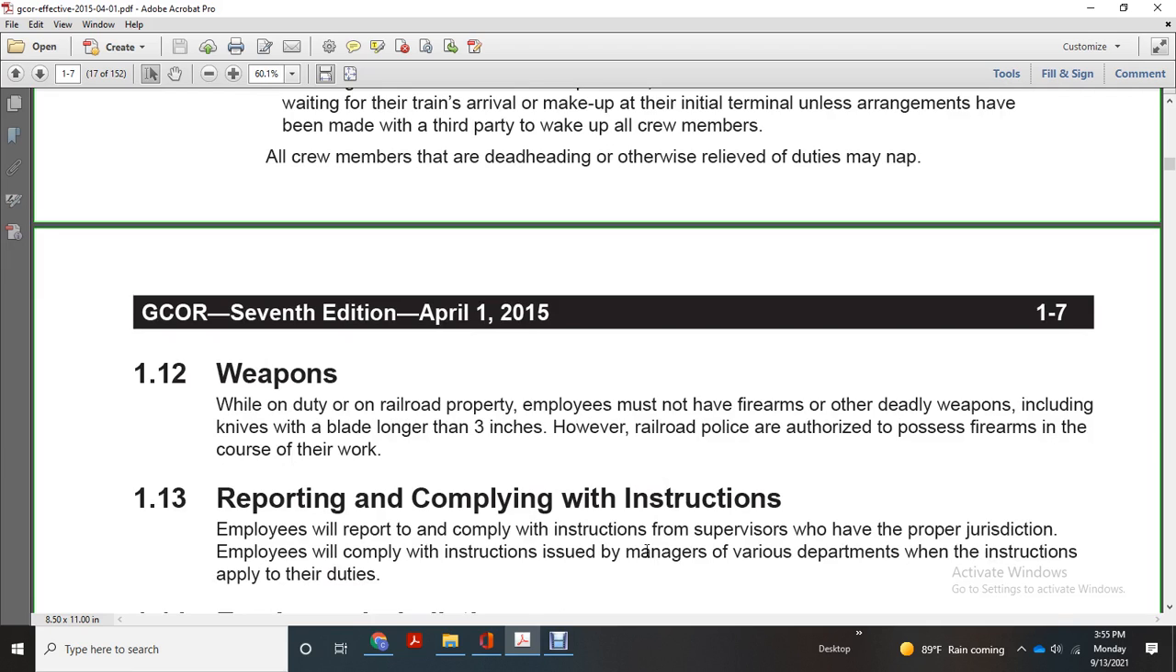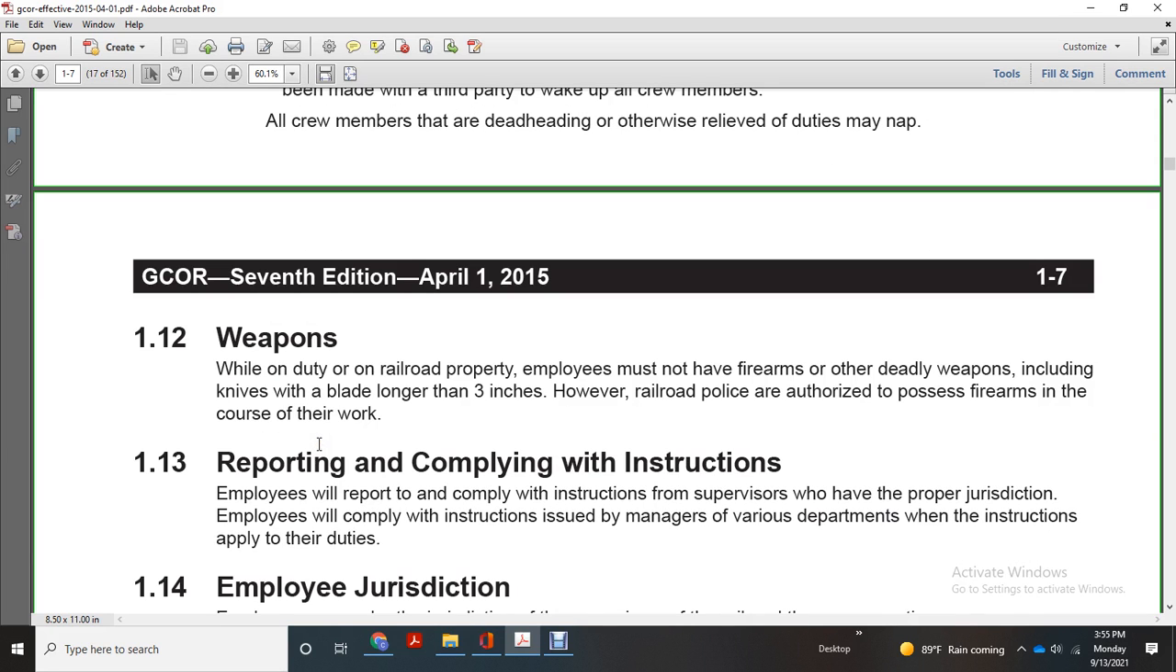Weapons. While on duty or on railroad property, the employee must not have firearms or other deadly weapons, including a knife with a blade longer than 3 inches, unless authorized by railroad policy or authorized to possess firearms in the course of the work.